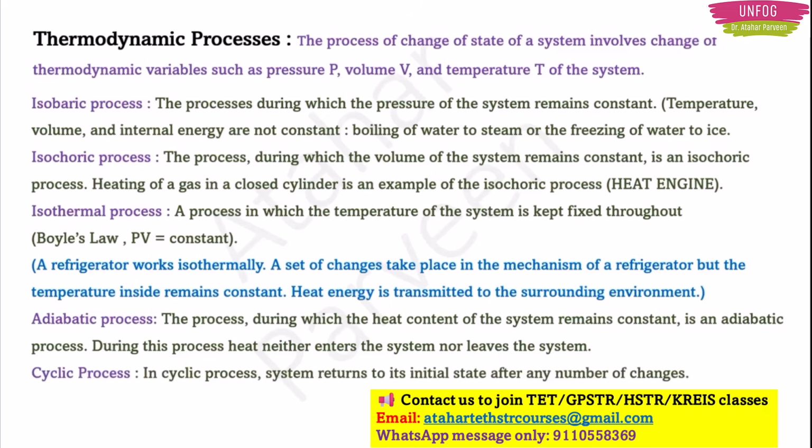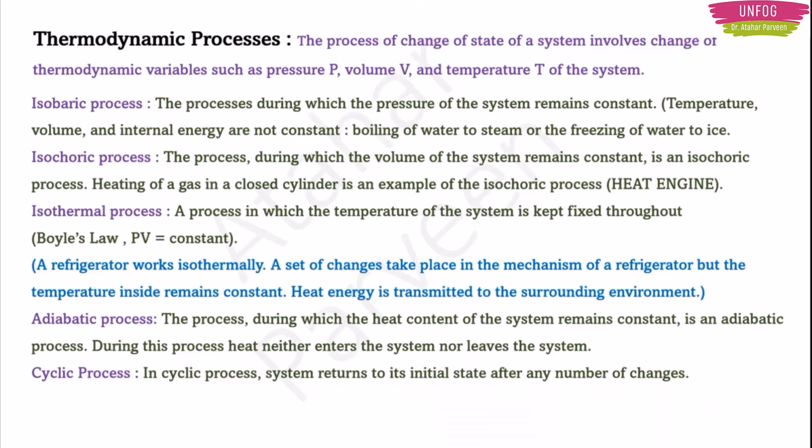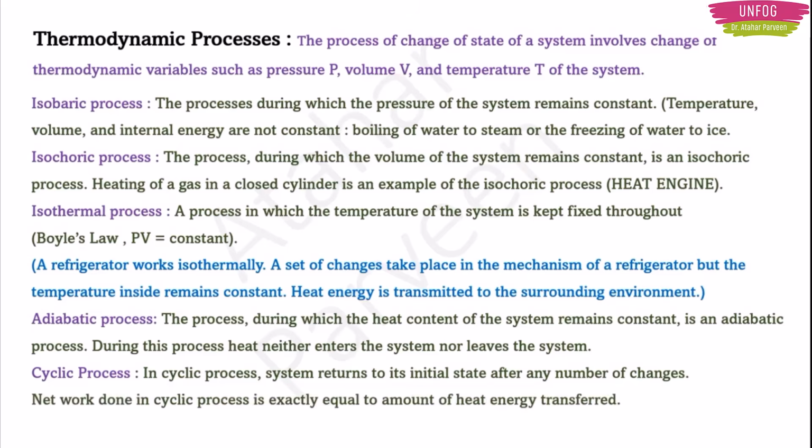Then there is a process called cyclic process. In cyclic process, the system returns to its initial state after a number of changes. Even though changes occur, the system will come back to its original state, the initial state. This type of process is known as cyclic process. There is a non-cyclic process also, in which the system will not come back to its initial state. In cyclic process, the net work done is exactly equal to the amount of heat energy transferred. This is an important point here.